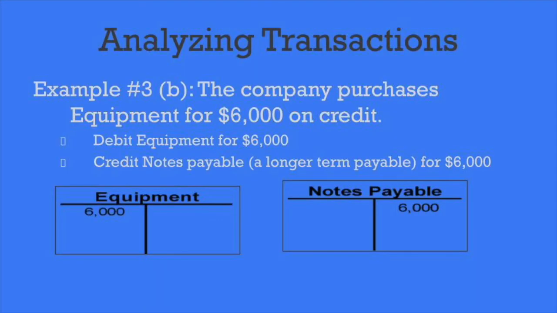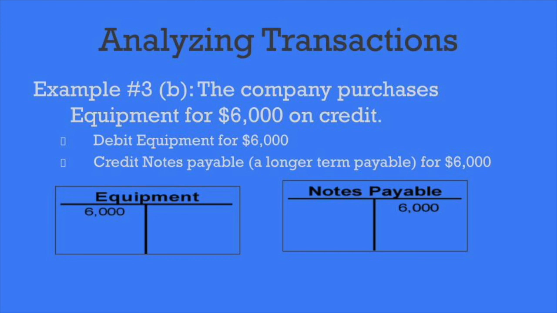Let's look at example 3B. So 3 was the first part of this particular transaction. 3B is the second part of this particular transaction. So the company goes on to purchase equipment for $6,000 on credit. Well, okay, so our equipment is an asset that's going up, so that's a debit of $6,000.